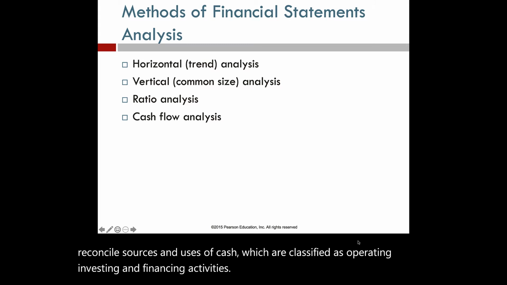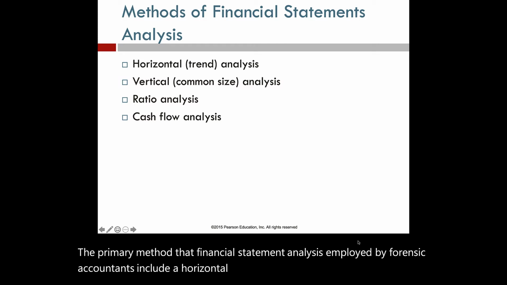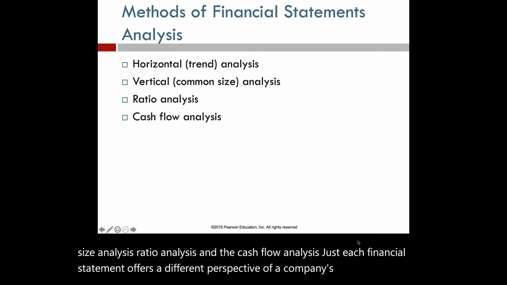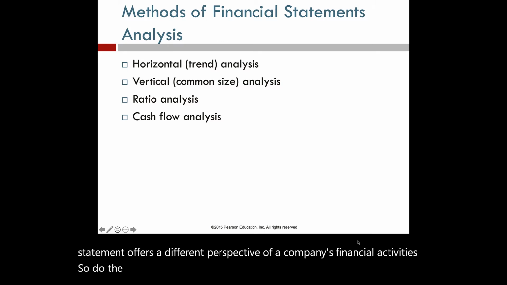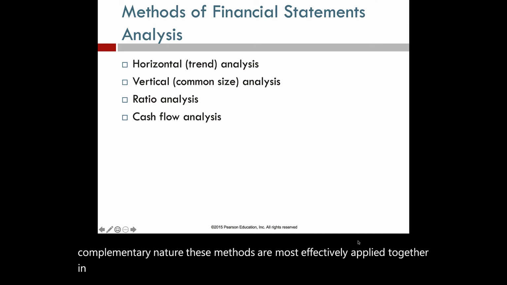The primary methods of financial statement analysis employed by forensic accountants include horizontal or trend analysis, vertical or common size analysis, ratio analysis, and cash flow analysis. Just as each financial statement offers a different perspective of a company's financial activities, so do the various methods for analyzing statements. Due to their complementary nature, these methods are most effectively applied together in a relative process or in a sequential process.